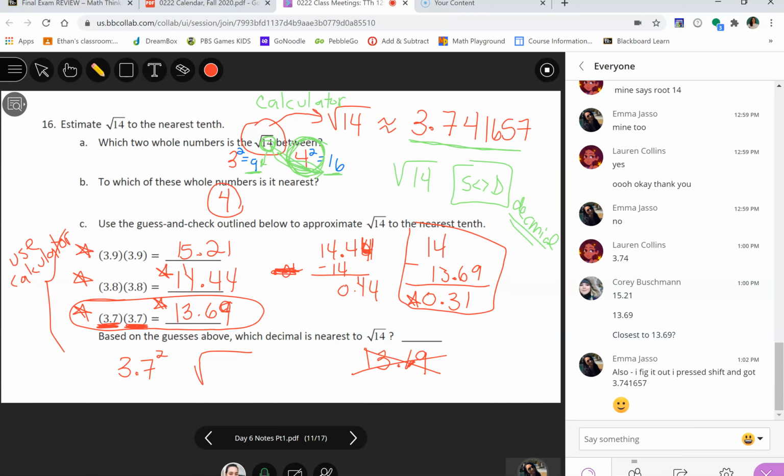Oh, Emma figured it out. Shift, really? Okay, that's so weird, Casio. I'm glad you figured it out, though. Okay.